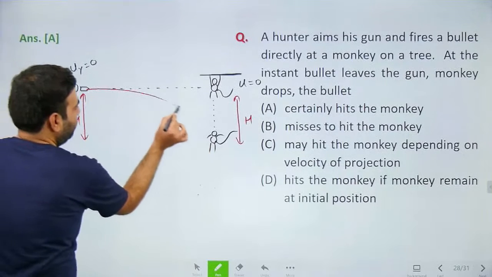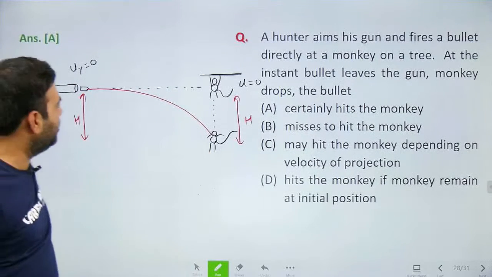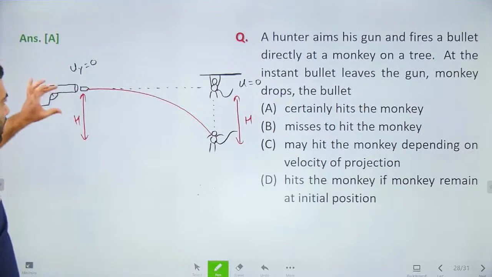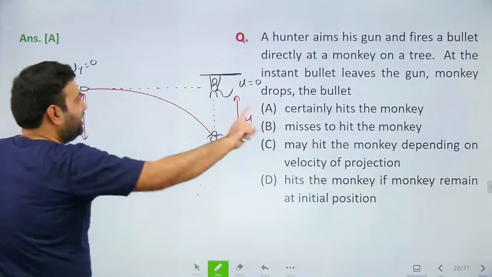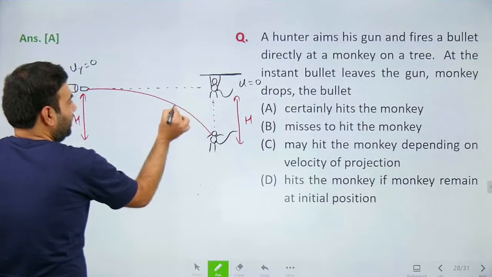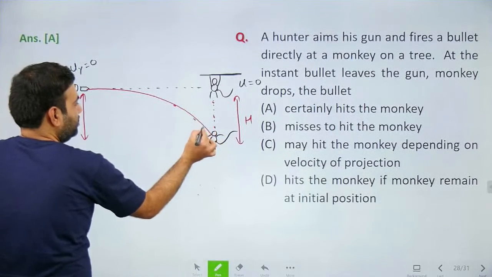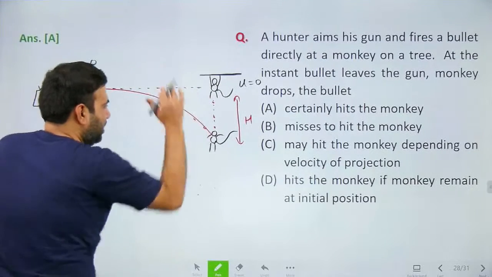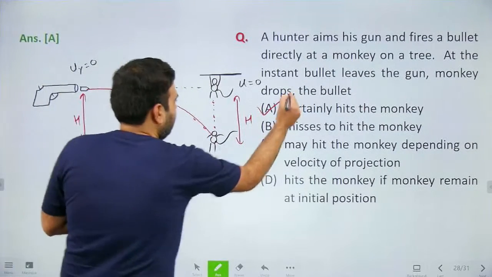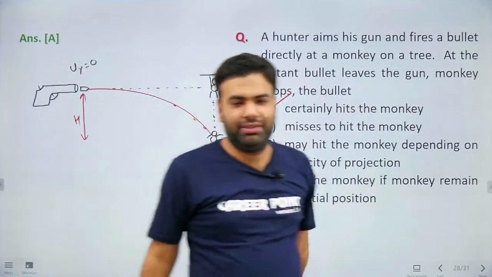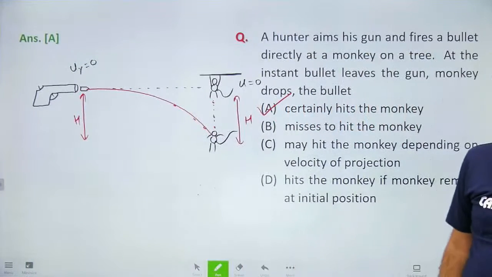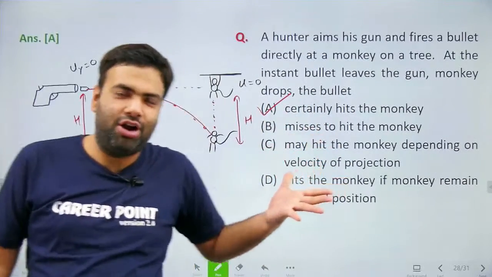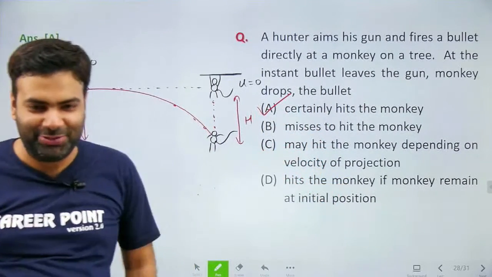So the path of the bullet will be like this. The bullet does not have horizontal motion, it has parabolic motion. And at every time, the bullet will be directly in front of the monkey. When the proper horizontal distance is covered by the bullet, it will hit the monkey. So the answer is option A. It will certainly hit the monkey. Oh, Keshwan is so sad, the monkey is dead. Don't worry. Assume that it hits the hand of the monkey, the monkey is alive. Okay, don't worry.